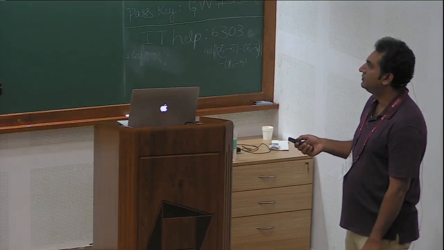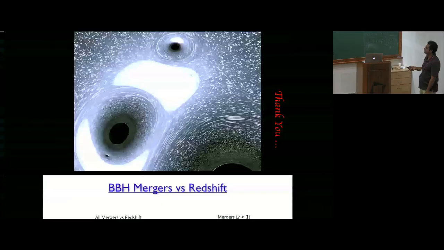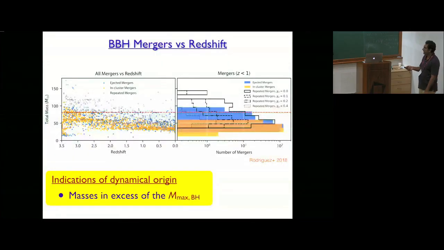So the total mergers actually go down in general. And repeated mergers are more important at high redshift. That means early in the cluster's life, because as a function of time, the cluster becomes less and less massive. So it's easier to keep the merger products when the cluster was more massive. That's why you see a trend like that.